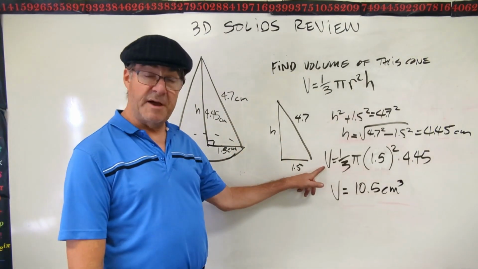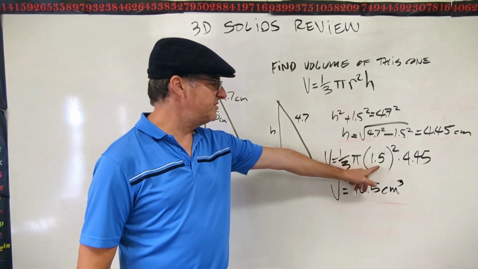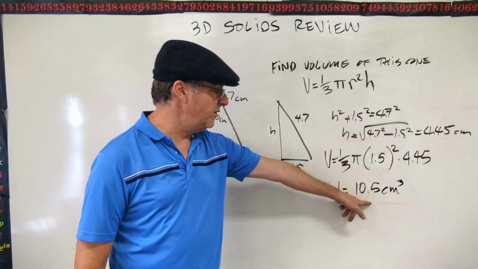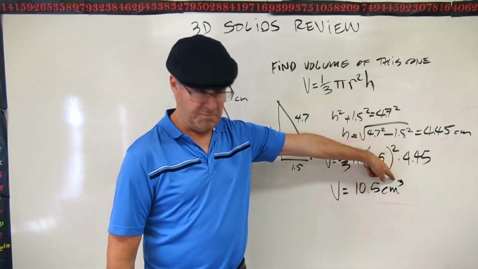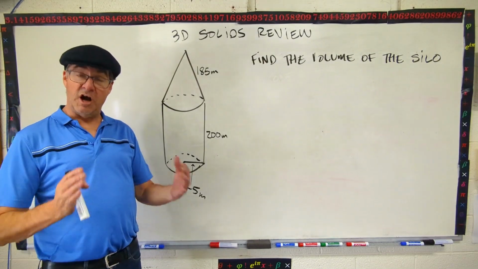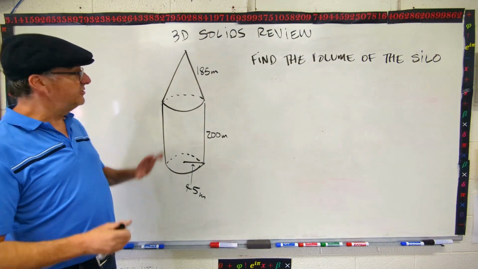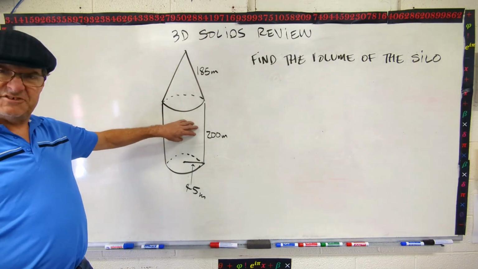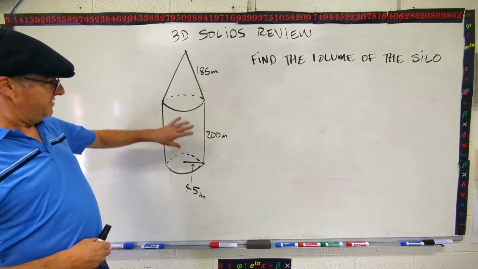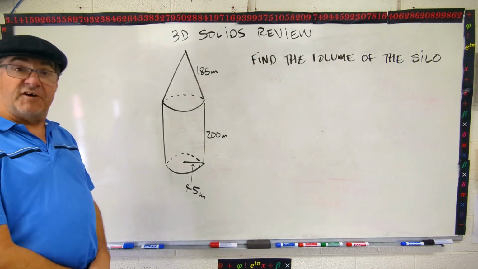All right, here's my plug-in step for the volume calculation. 1/3 pi times r squared times the h. And when I run that through my calculator, I get 10.5 centimeters cubed. Remember, your units need to be correct. Okay, let's do a more complicated volume calculation. So what I've drawn here for you is a grain silo. This is what we use to store like corn in the Midwest, and they're quite large. They hold lots of grain, and we're going to calculate the volume of it.